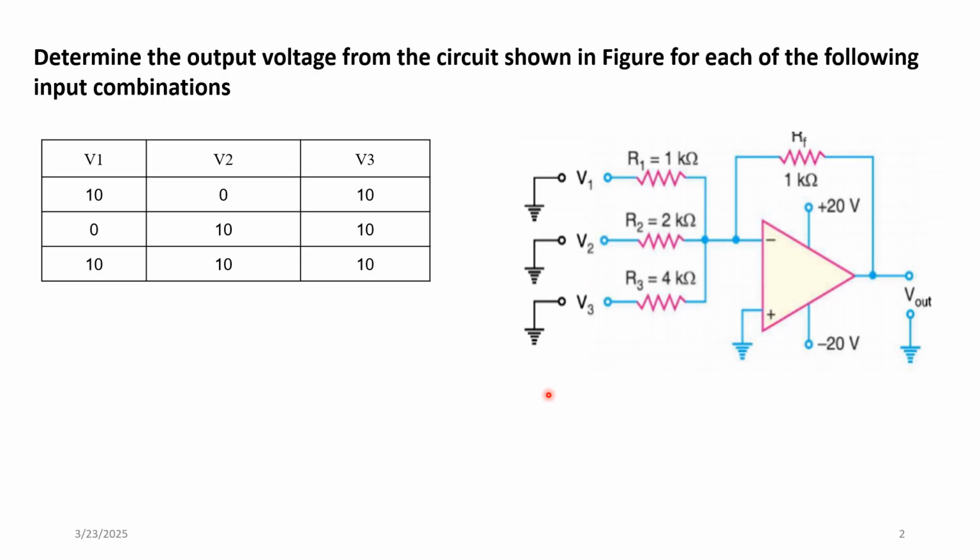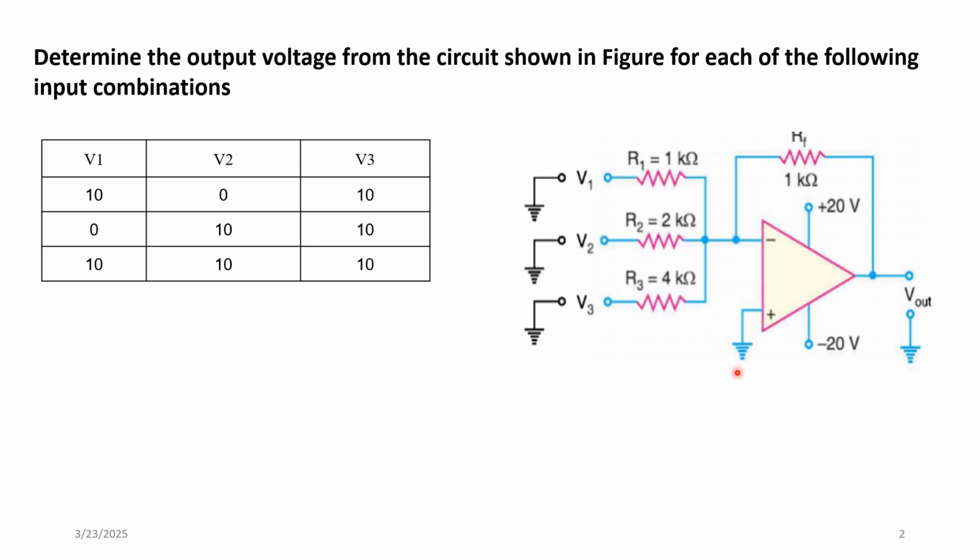We can have a non-inverting summing amplifier also. In that case, the inputs are connected to the non-inverting terminal, that is the positive sign, and the feedback resistor is connected from the output to the non-inverting terminal of the input. That is the second method, the non-inverting summing amplifier.